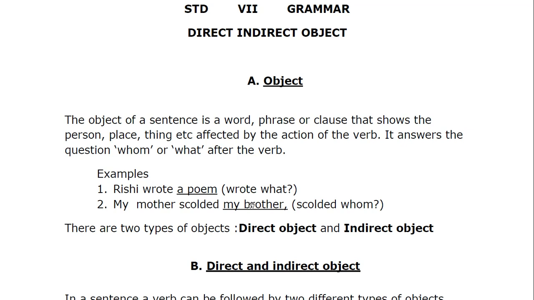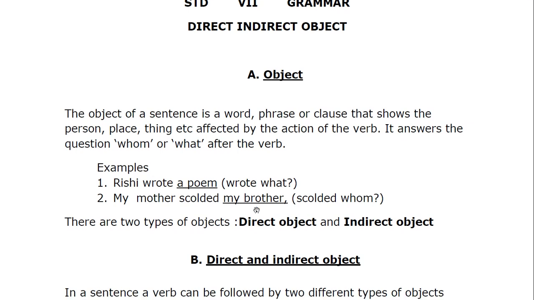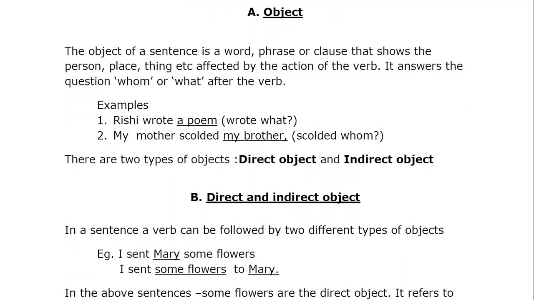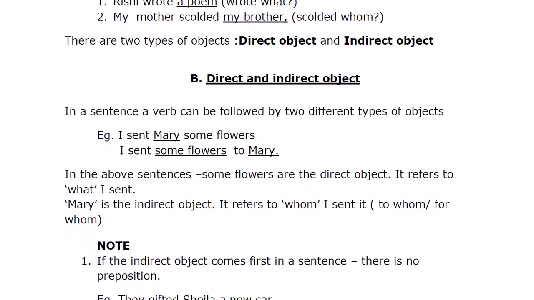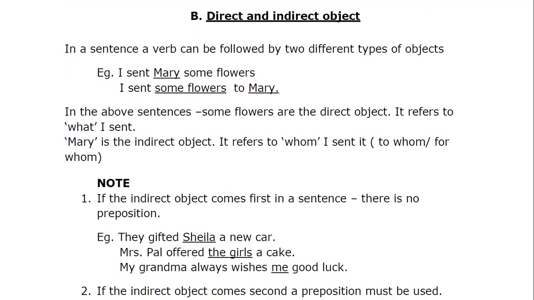Okay. Now we'll go ahead and see which is your direct and which is your indirect. There are two types of objects: direct object and indirect object. That is, now your object is clear. We move on to the next. That is the main topic. Direct and indirect object. In a sentence, a verb can be followed by two different types of objects.